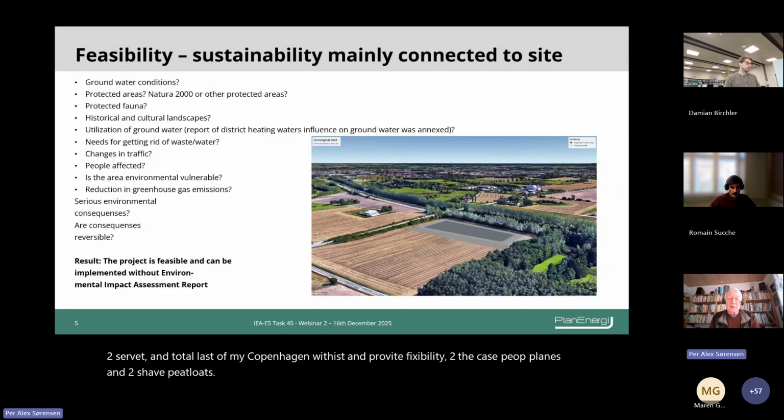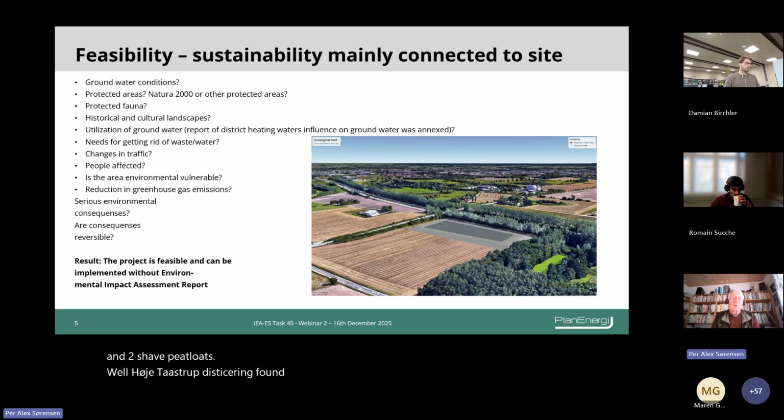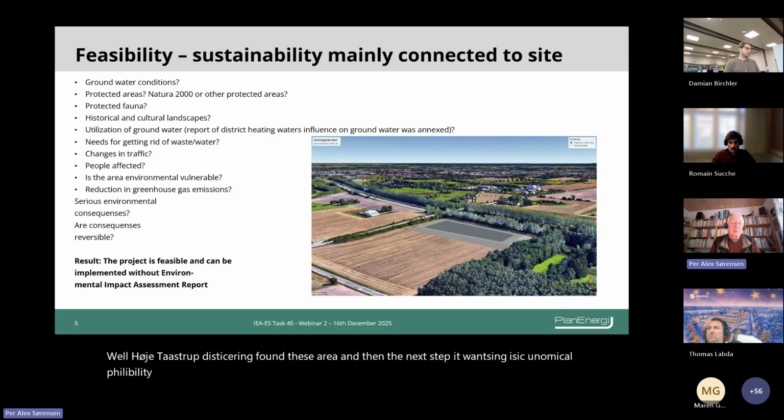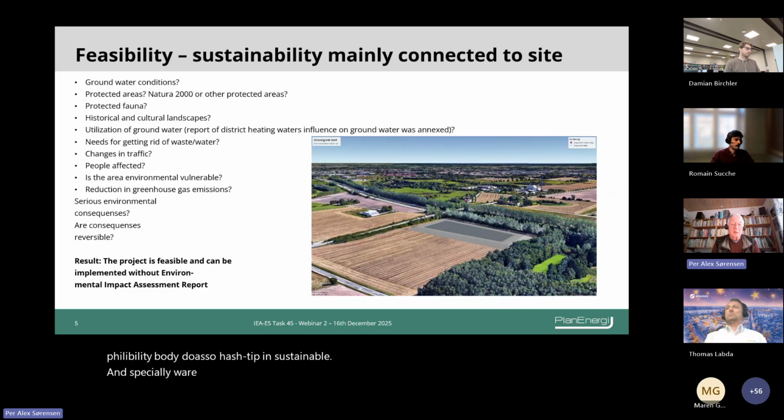Høje-Taastrup district heating found this area, and then the next step, one thing is economical feasibility, but it also has to be sustainable, and especially where we place the storage, we are not allowed to harm the area. So we are looking for groundwater conditions, and in this case, I think it was 26 meters below.